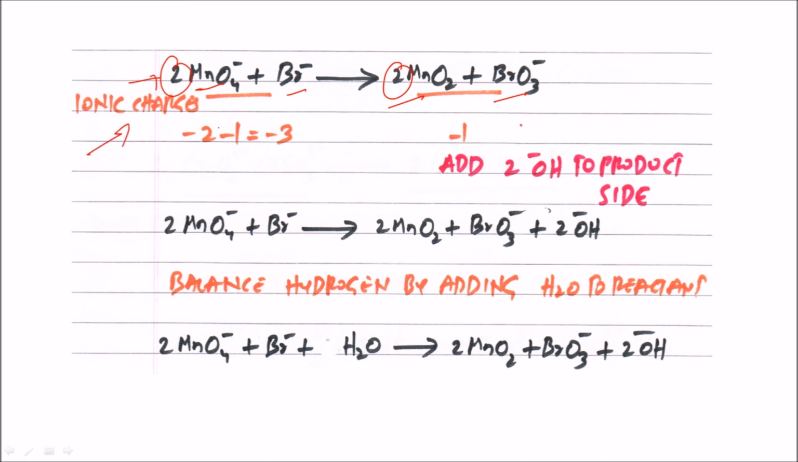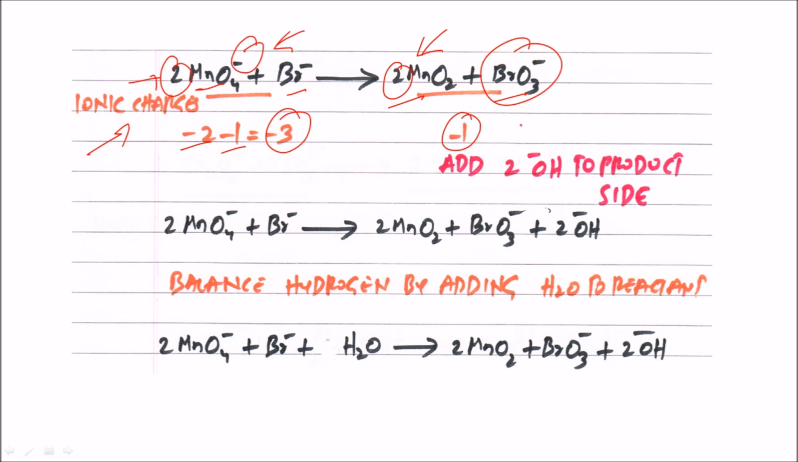Ionic charges. Just see the ionic charge now. In the reactant side, MnO4 has minus 1 charge. We got 2 such ions, so it should be minus 2. Then 1 bromide, minus 1, equal to minus 3. So the ionic charge in the reactant side is minus 3, and in the product side, MnO2 is neutral, so we got only one ion here. It is the bromate ion, which has minus 1 charge, so we can take directly minus 1. So the reactant has minus 3 charge, and the product side we got minus 1.